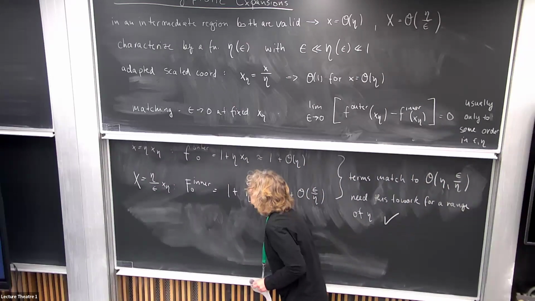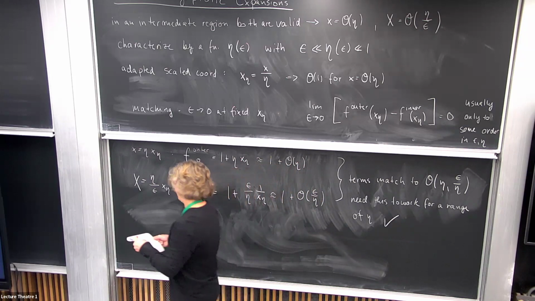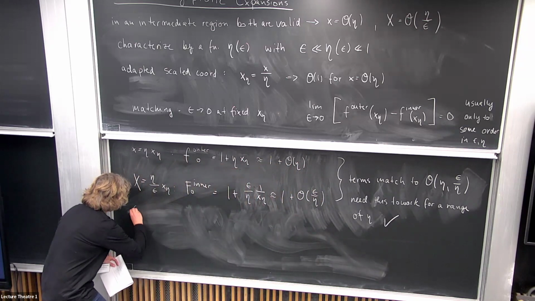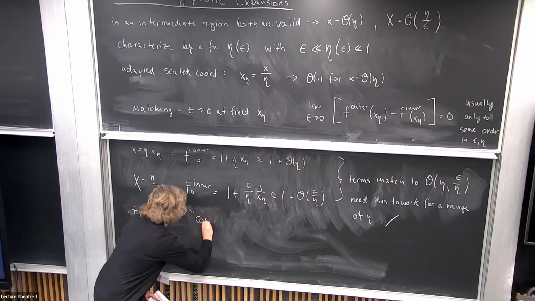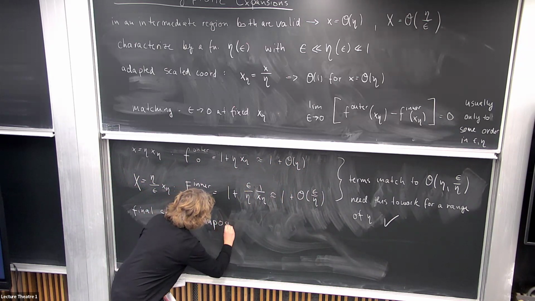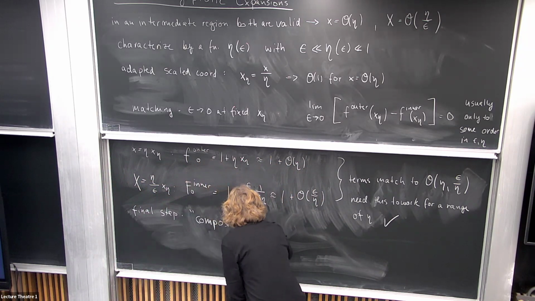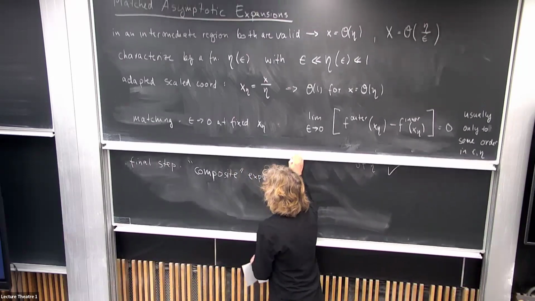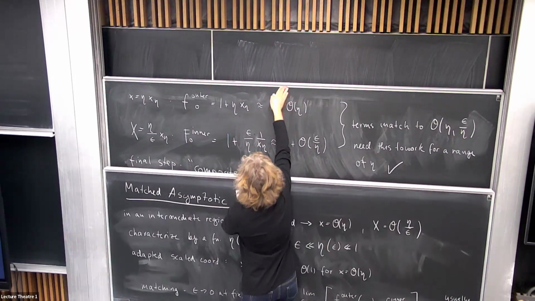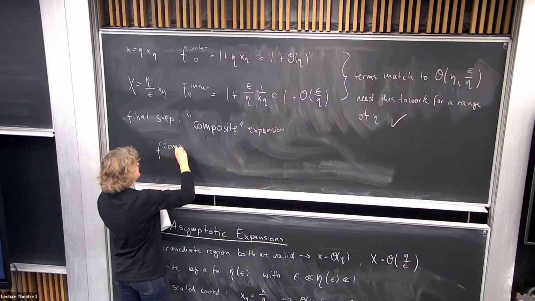So the final step now, okay, we have the inner and outer approximation. We've shown that they overlap in some domain. The final step is to construct a so-called composite expansion, which combines the two and gives a unified description that is valid everywhere. Composite expansion. And the prescription for constructing these composite expansions is, well, let's write down the composite.